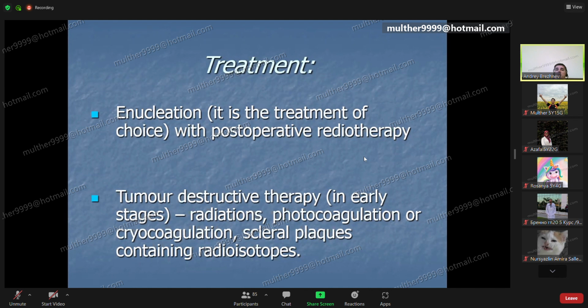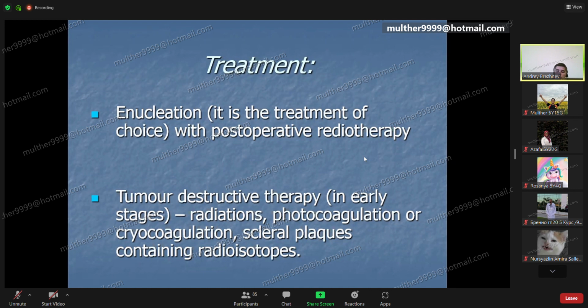And tumor destructive therapy is possible in early stage when the size of the tumor is not so large. Radiation therapy, photocoagulation or cryocoagulation of the tumor, scleral plaques, when we put the radioactive elements on the surface of sclera in the place of tumor base development. And sometimes it's possible to destroy the tumor by radioactive therapy by use of these scleral plaques containing radioisotopes.